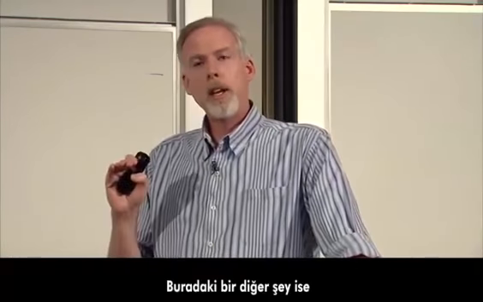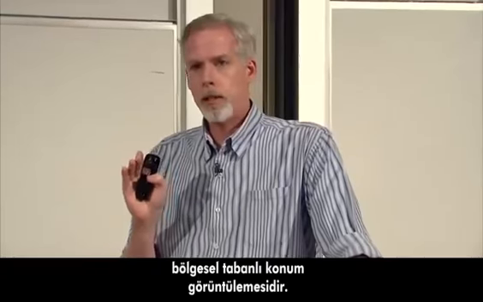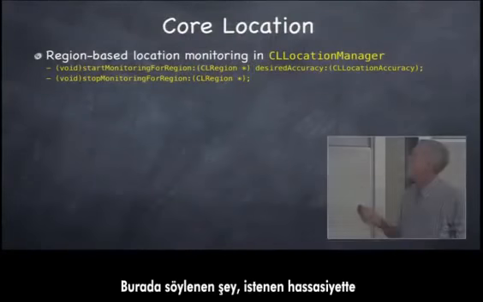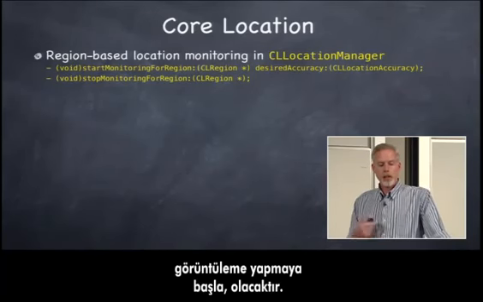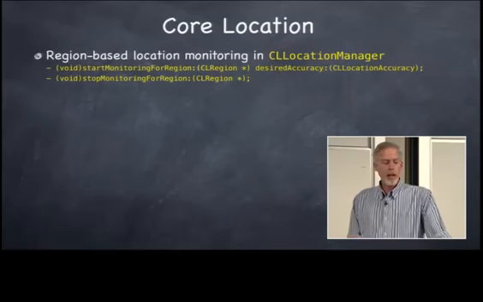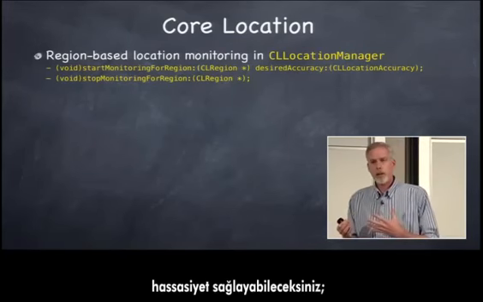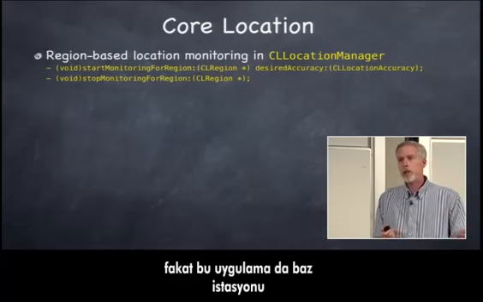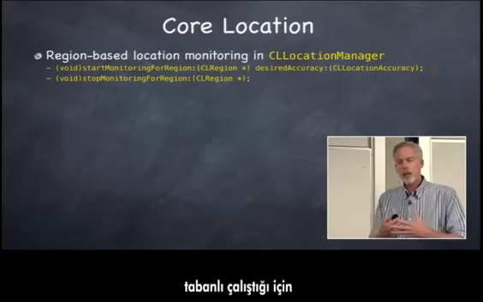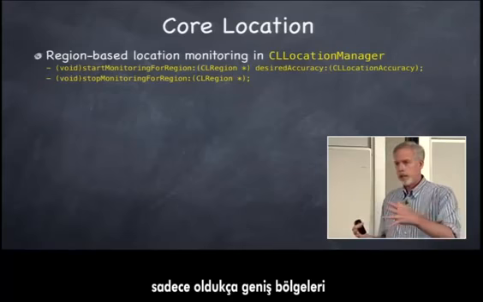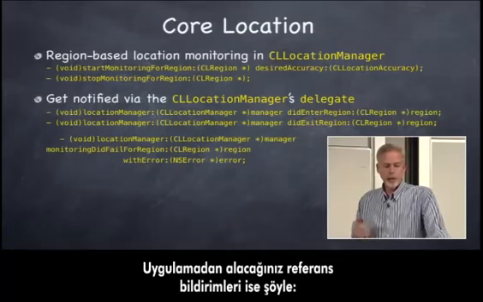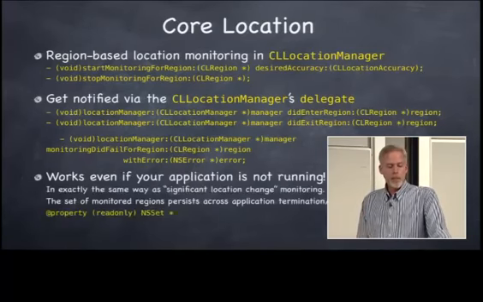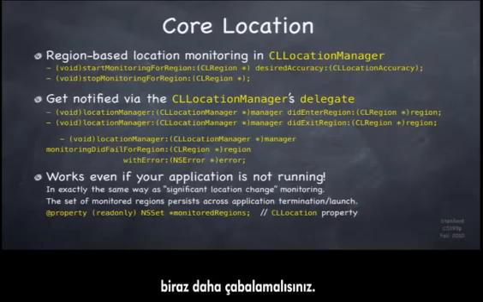All right, so there's another thing, very, very similar, called region-based location monitoring. This one you say start monitoring for region, a CLRegion, which is an object, and a desired accuracy. Again, you can specify as much accuracy as you want, but it seems to me this is probably also based on this cell tower thing, so it's only going to be able to check fairly large regions. And here's the delegate method you get, which is didEnterRegion, didExitRegion, and again it runs when your application is not running. It'll fire you up to do this.